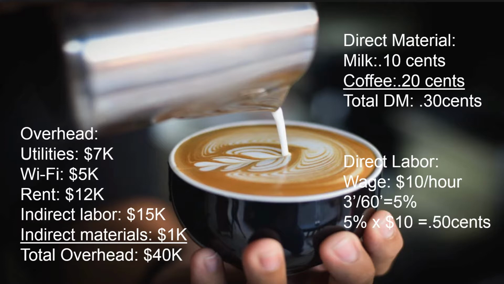This is the cost for the store manager, the dishwasher, the accountant, and the janitor. Indirect material for the year is $1,000, such as cleaning supplies. When we add up all of these costs, we have a total of $40,000. Now, we need to determine how much of this overhead cost goes to each cup of cappuccino. To find out, we will use the predetermined overhead rate.